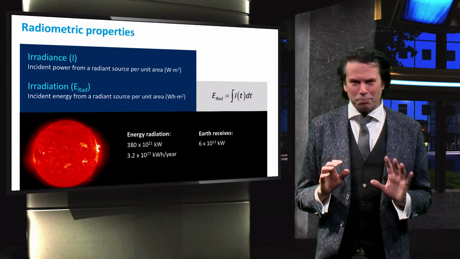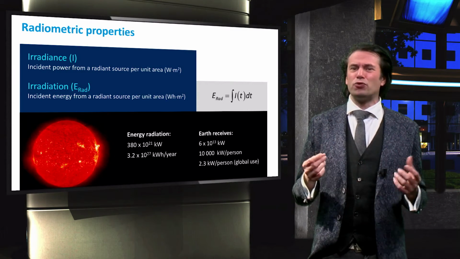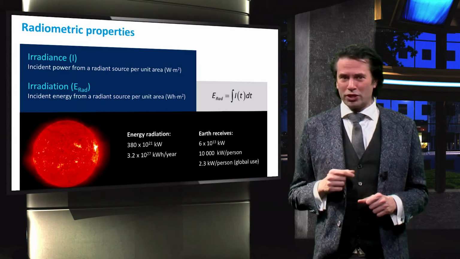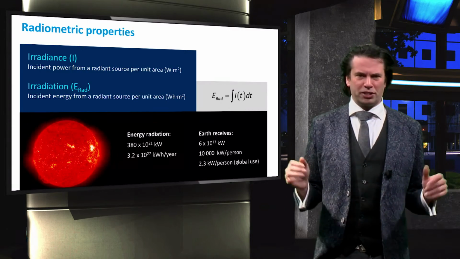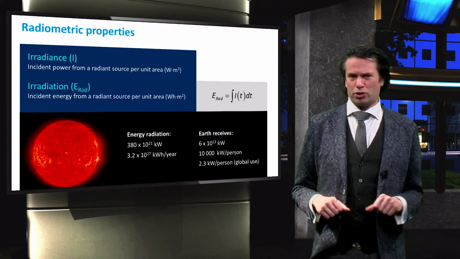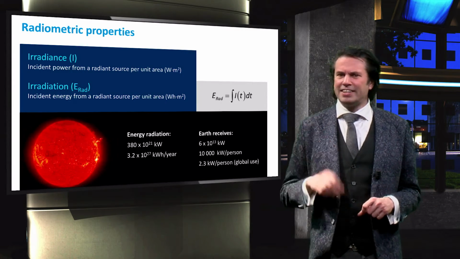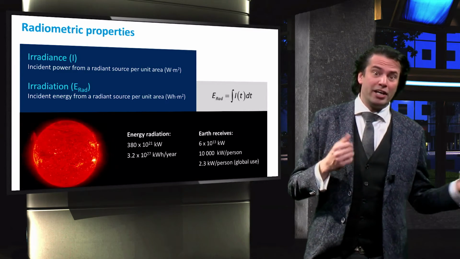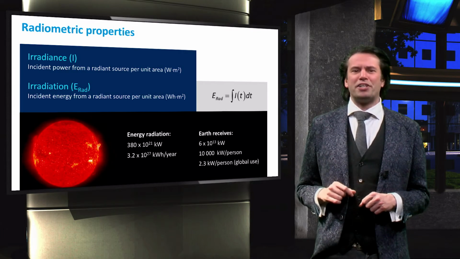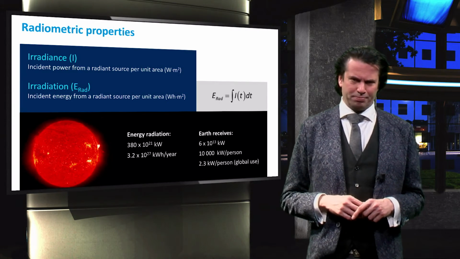To put that into perspective, this equates to roughly 10,000 kilowatts per person on planet Earth. Our global average power consumption is about 2.3 kilowatts per person. The fact that the power received from the sun can supply this number many times over is a testament to the potential of photovoltaic energy.